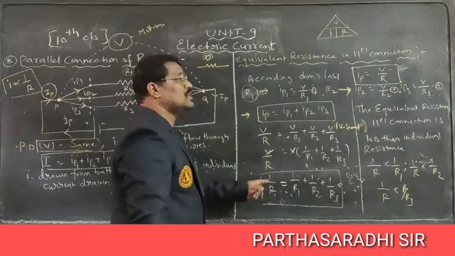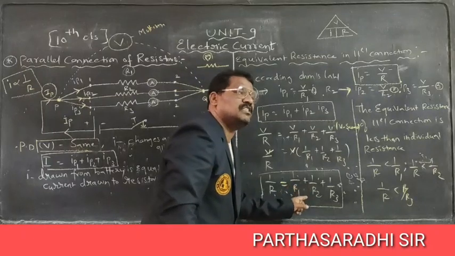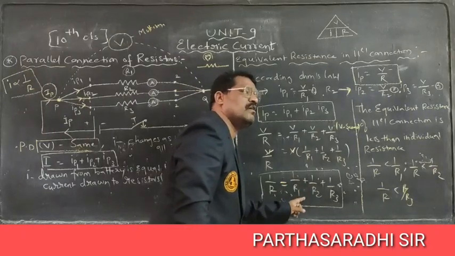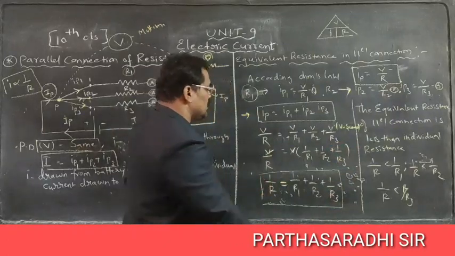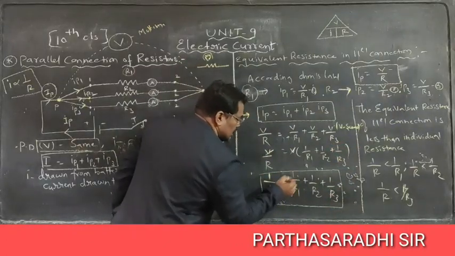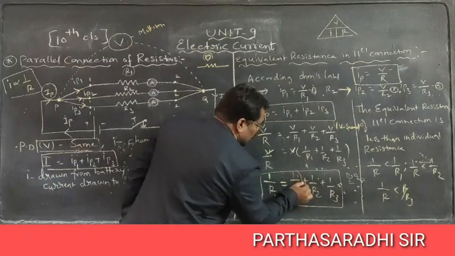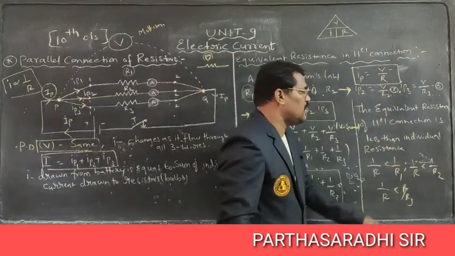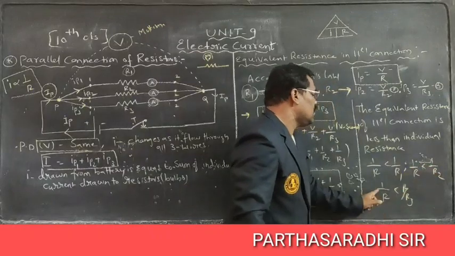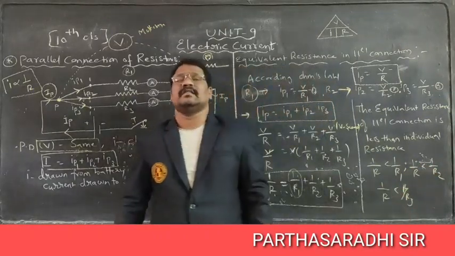Therefore, 1 by R, the equivalent resistance when connected in parallel, is equal to the sum of the reciprocals of the resistance wires R1, R2, R3, such that the equivalent resistance in parallel connection, the total resistance, will be lesser than the individual resistance of R1. R is less than R1, R is less than R2, R is less than R3. It will be there.